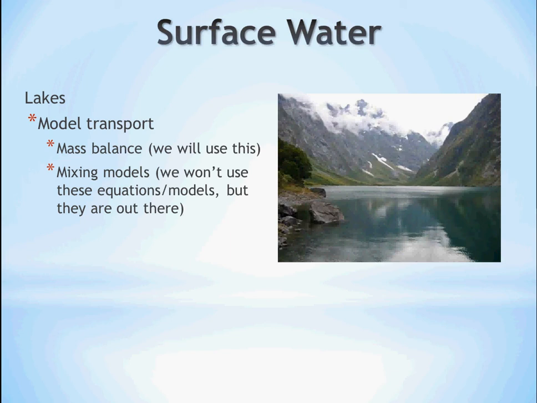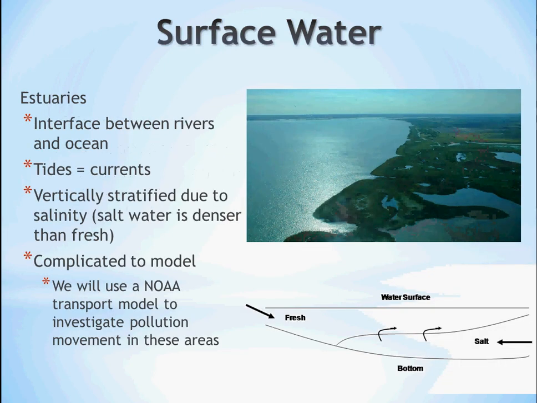And there are more complex mixing models, computer models, that are used to predict things like when there is going to be an algae bloom in Lake Champlain. We're not going to be looking at those, but they are out there, so you should be aware of them. And then finally, estuaries, which are the interface between rivers and the ocean. There are tides, there are currents, and they can be vertically stratified due to temperature and salinity. As you may guess, they're fairly complicated to model, and there aren't any simple equations to deal with pollution movement in these settings, but we will be using a NOAA transport model to investigate how pollution might move in these areas.